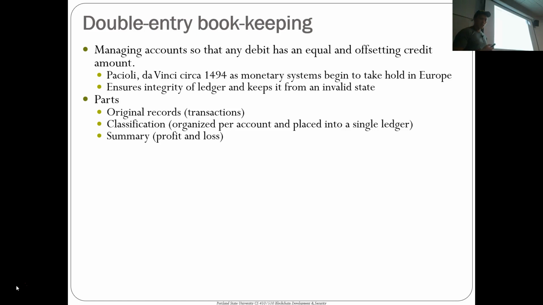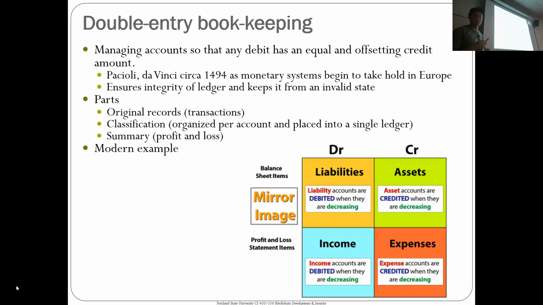So parts of this kind of bookkeeping: there are original records, which are the transactions. There's a classification of those records. So are they debits or are they credits to your account? And you'll see this in a bank statement that you might get, where you have the different classifications of the transactions to your account. And then for a business, profit and loss would be part of the bookkeeping.